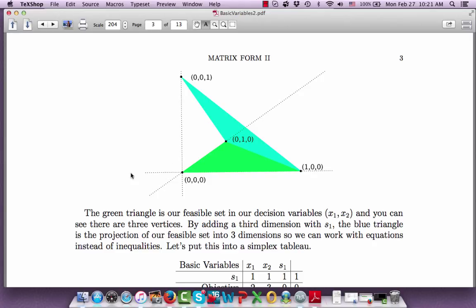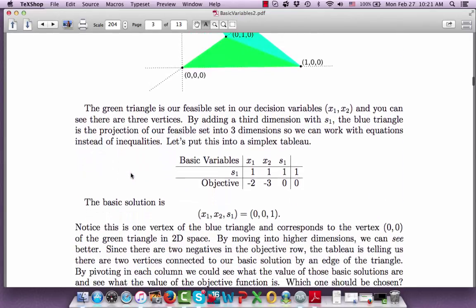So once we've done this, we create our tableau. We had initially our slack variable as our basic variable, so x1 and x2 are 0, and we let our slack variable be 1. Again, my style of doing this is to put negatives times the coefficients of the objective function into the objective row so that you can see the negatives. That tells you to pivot. It tells you our solution is not optimal, and our value at this vertex or basic solution is 0.